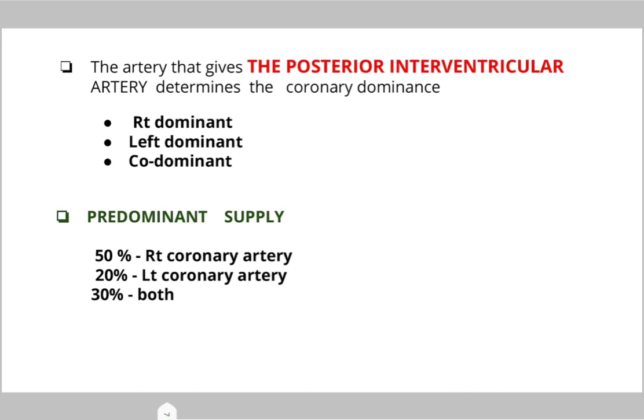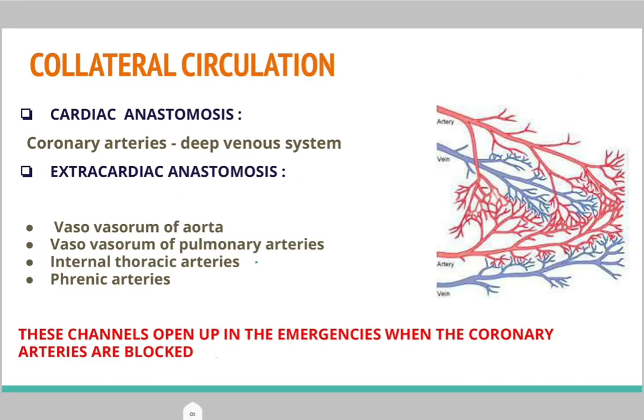But which artery will dominate? So the artery that gives the posterior interventricular artery determines the coronary dominance. If it is given by the right coronary artery, then it becomes right dominant. If it is given by the left coronary artery, it becomes left dominant. If it is supplied by both, then it becomes codominant. In 50% of the cases, the right coronary artery is dominant. In 20% of the cases, the left coronary artery is dominant. And in 30% of the cases, both the arteries are dominant.